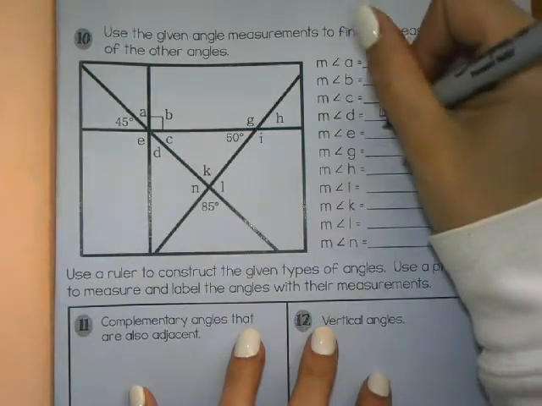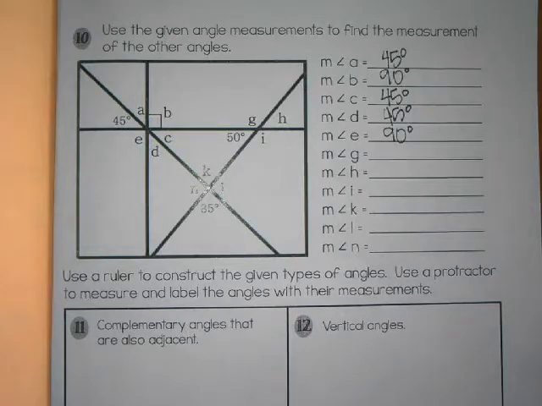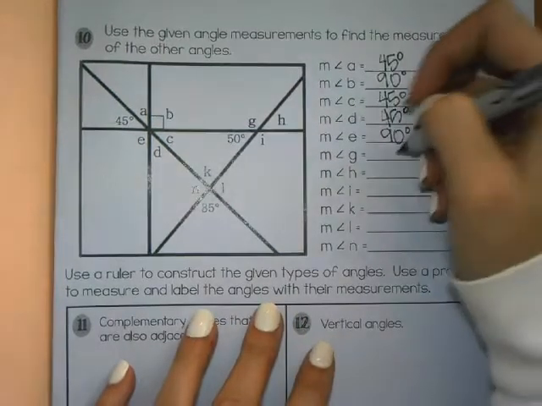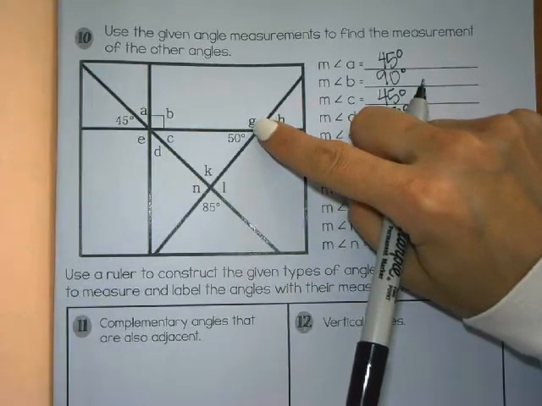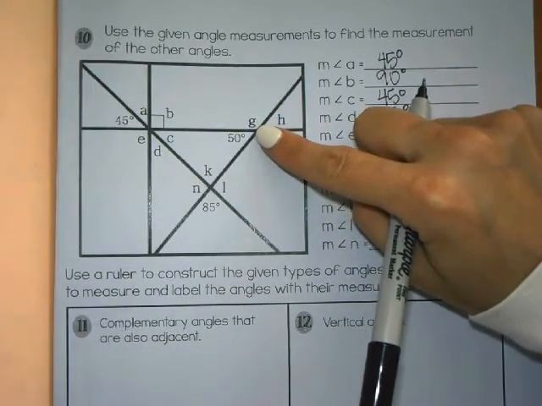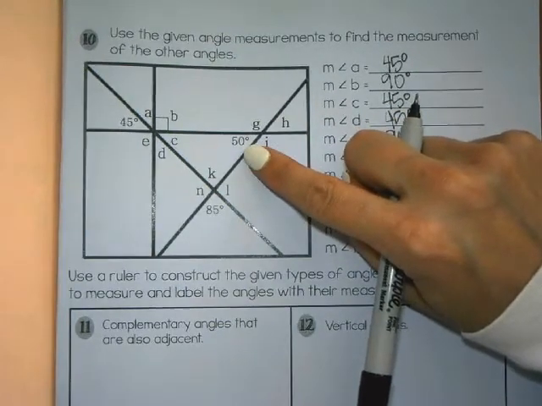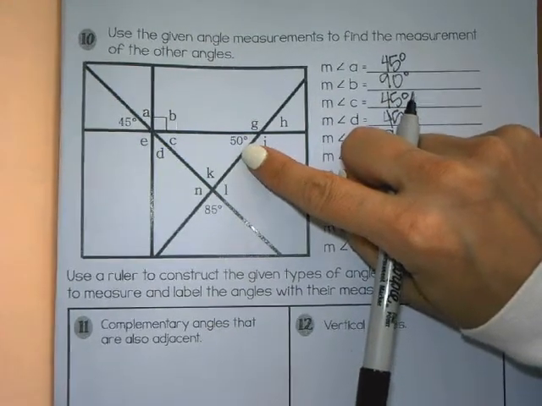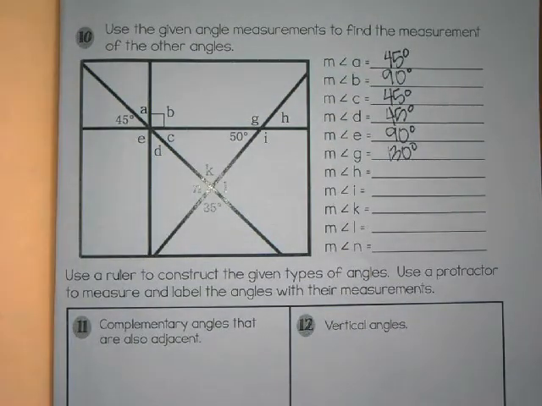For E, I got 90 degrees. It is 90 degrees. Excellent. Questions so far, you guys? All right, 15, what'd you get for G? 130 degrees. How did you get 130 degrees for G? I did 180 minus 50. Perfect. G and 50 make up a supplementary angle, so we do 180 minus 50, which gives us G as 130 degrees.